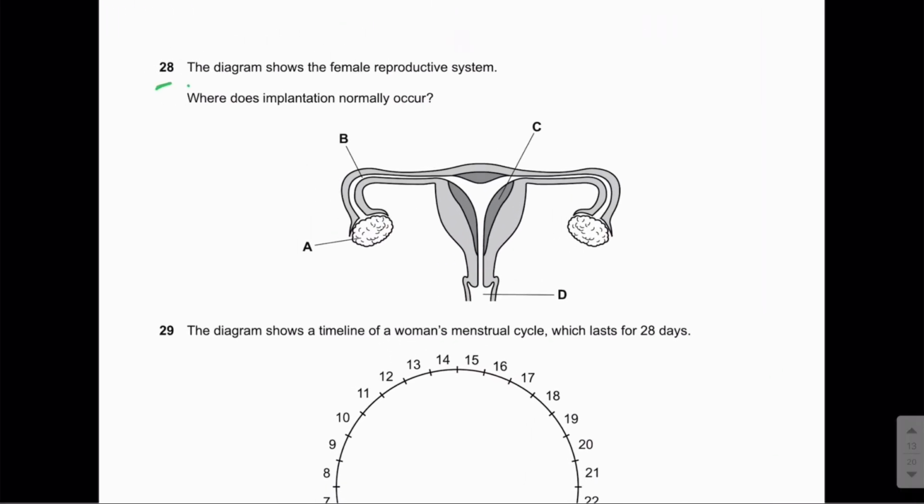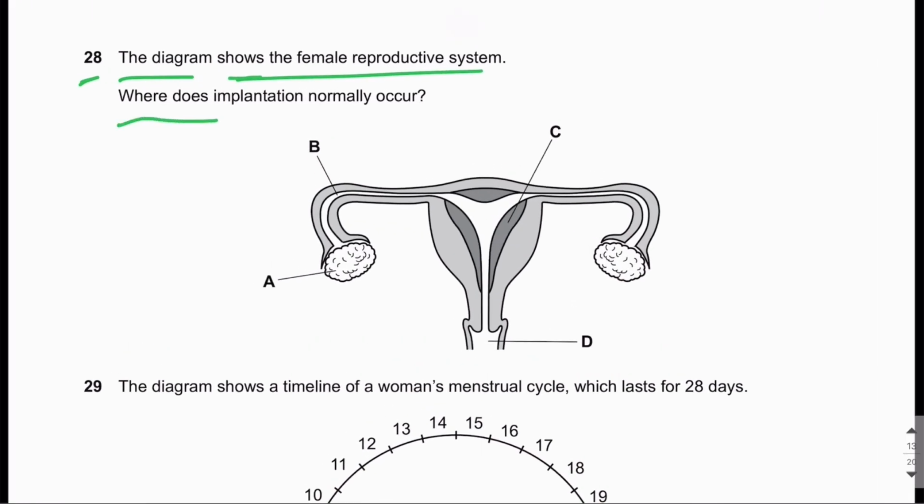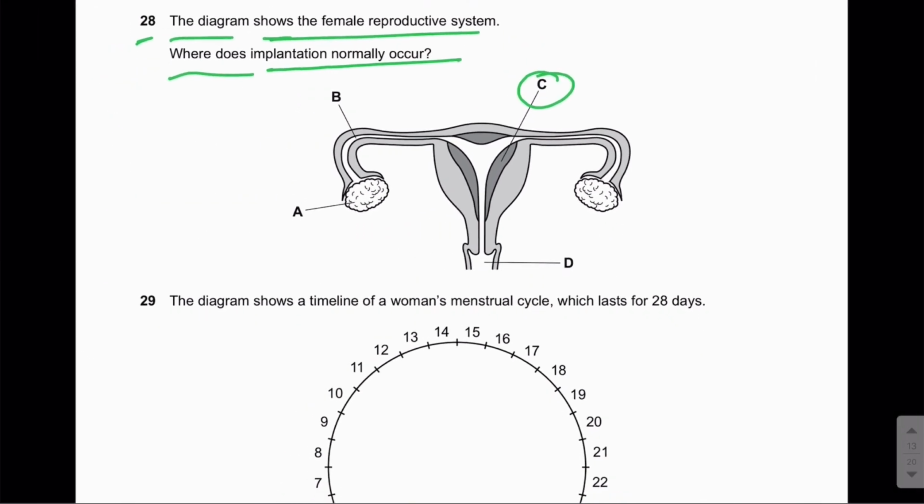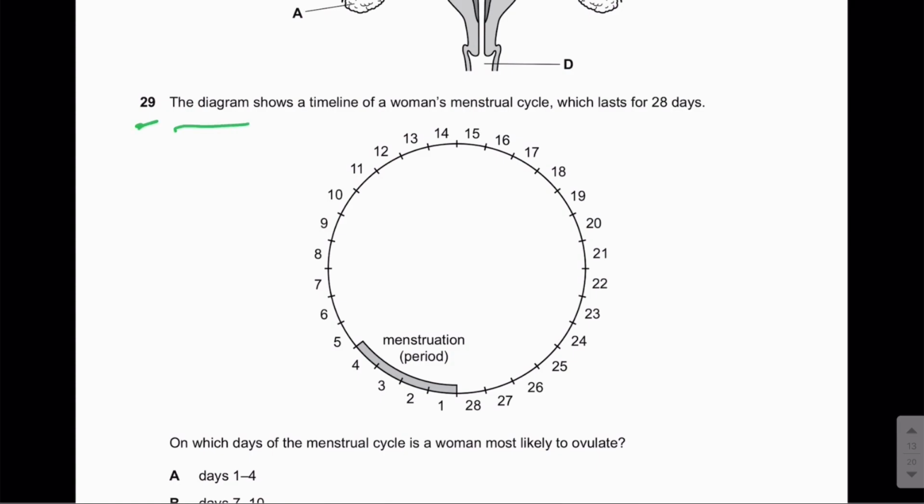MCQ number 28. The diagram shows the female reproductive system. Where does the implantation occur? So, guys, implantation is basically a process by which the zygote attaches to the endometrium of the uterus. So, zygote implants in the endometrium of the uterus. So, C is the site where the zygote implants. MCQ number 29. The diagram shows a timeline of a woman's menstrual cycle, which lasts for 28 days.